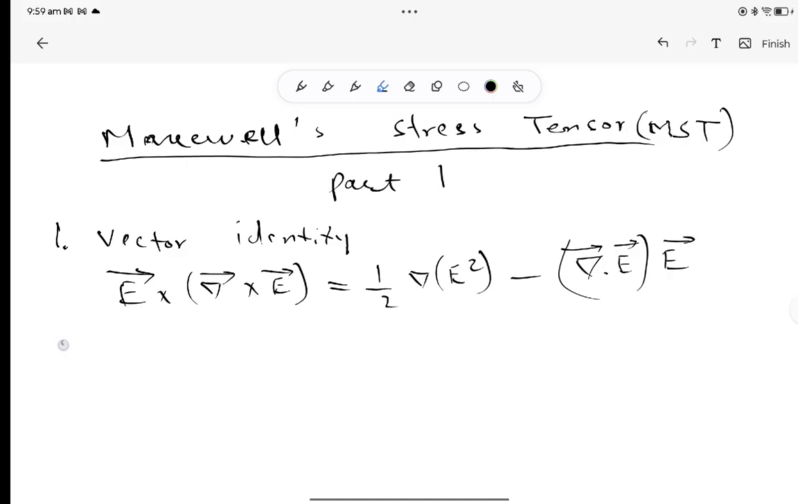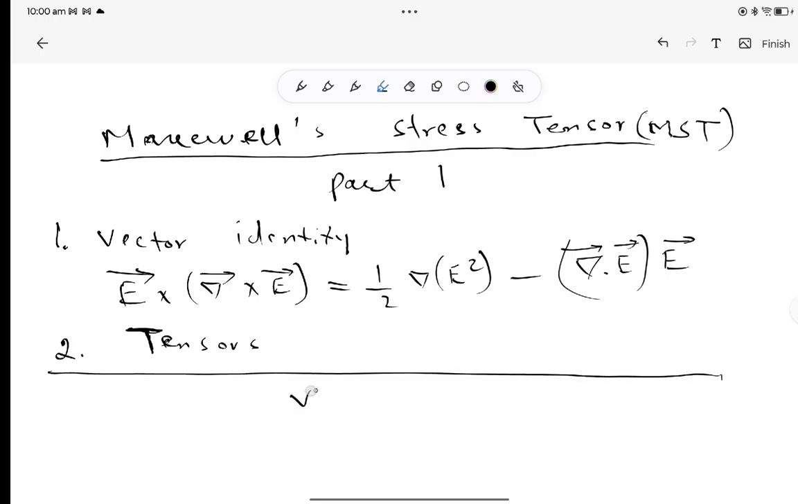Second is an elementary knowledge of tensors. So in part first we will prepare ground for your further study of Maxwell stress tensor, that's MST, or whatever you call it in short terms. Now let us first go to the vector identity.